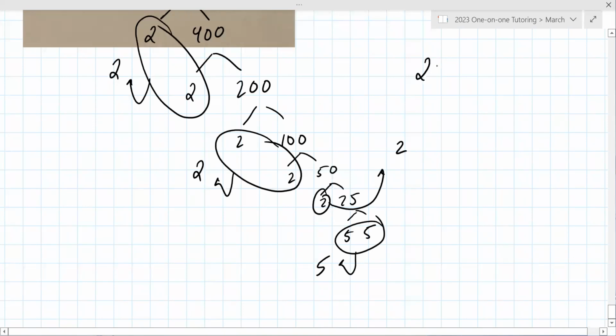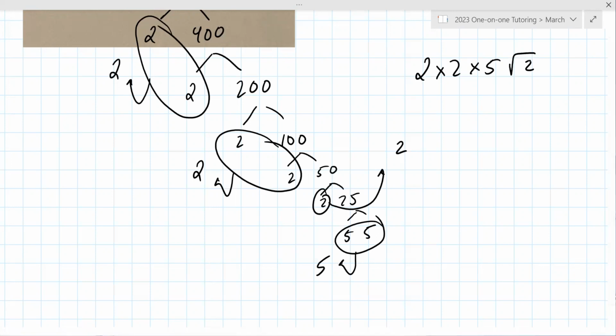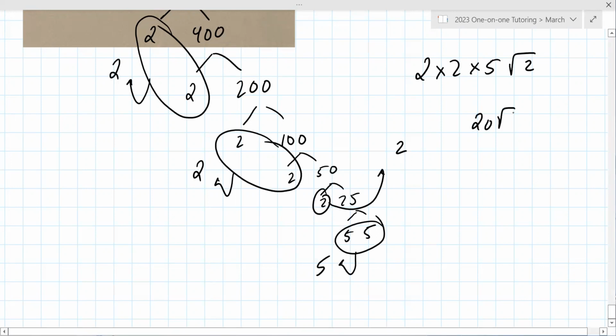So it's 2 times 2 times 5 square root of 2. 20 square root of 2. Yes. And that is your final answer.